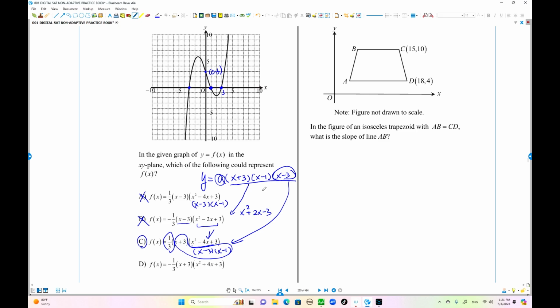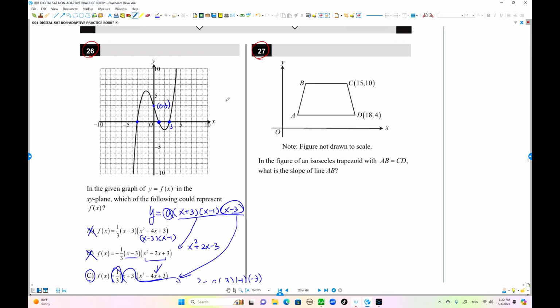But if you want to find the value of a, put the point 0, 3 in there. Y equals 3, a times x equals 0: 0 minus 1, 0 minus 3, right? That is 3. So 3 equals a times negative 1 times negative 3, which is positive 3a. From here we can find a equals 1/3, right? So this number should be positive, right?